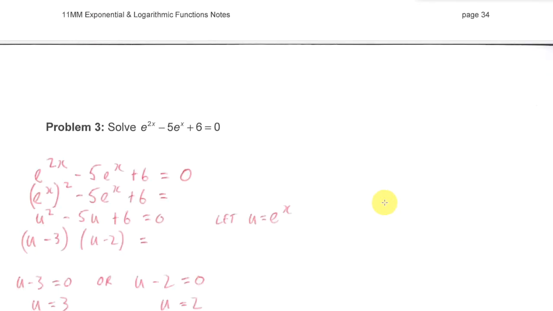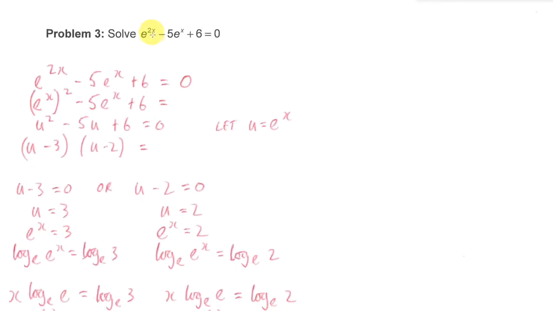Alright, moving on. Here I've got e to the 2x minus 5 lots of e to the x plus 6 equals 0. We've done this kind of work before with exponentials, but I can think of that as being e to the x squared, so it's just broken that up. We know that if I were to expand that out, it's the same thing, minus 5 lots of e to the x plus 6. So basically what I've got is some junk squared minus 5 lots of junk plus 6 equaling 0. So I should be able to recognise that that's a quadratic.